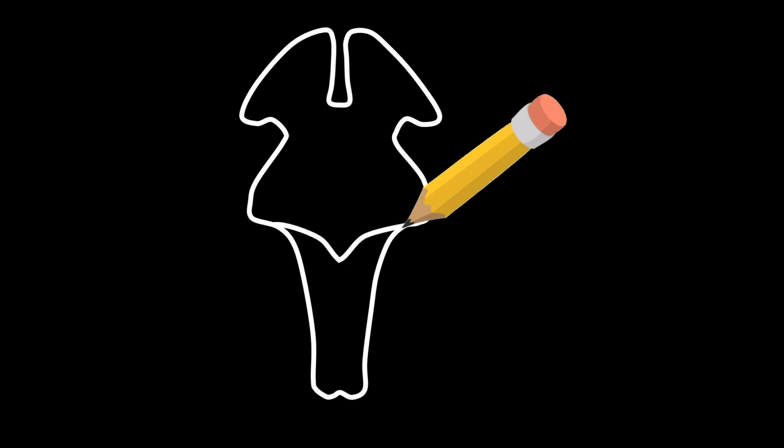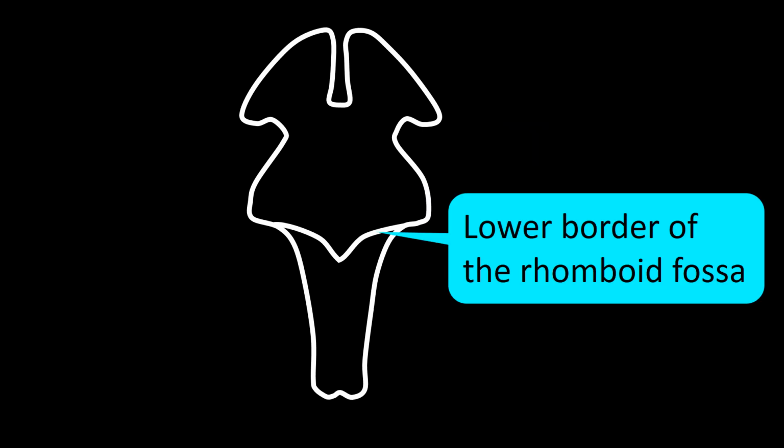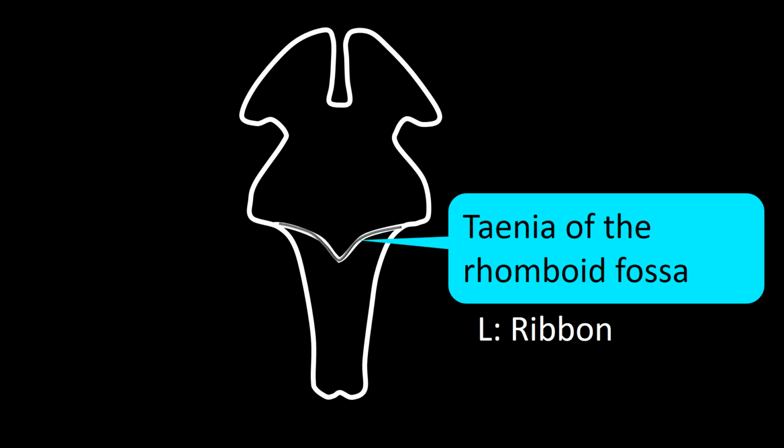Next, take the pencil again and about the middle of the structure, draw a line slanting downwards and then up to the other side to end up in about the same level as in the side you started it on. This is the lower border of the rhomboid fossa. It is called rhomboid because of its shape. You will soon see. Now I have introduced the tenia of the rhomboid fossa.